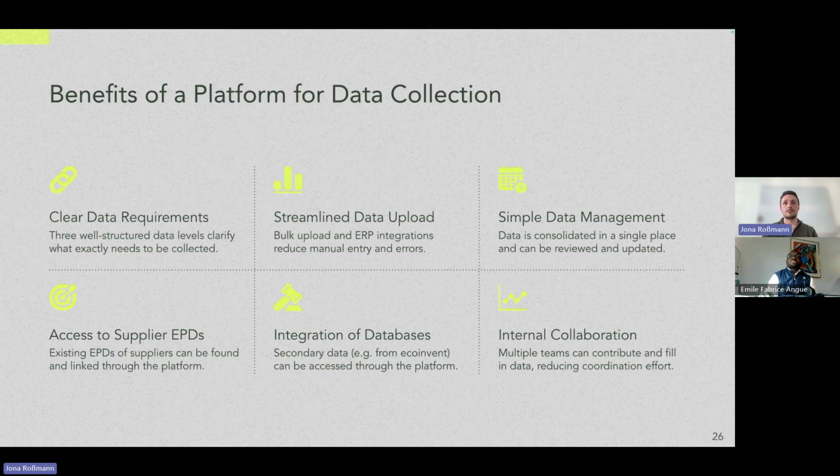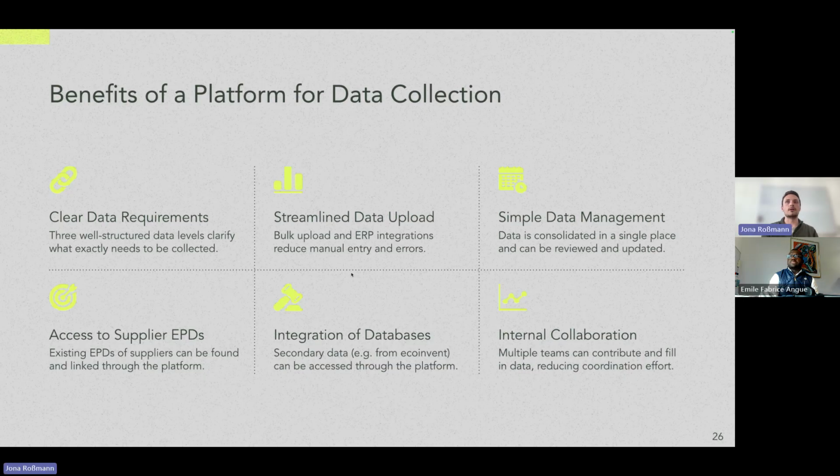Fifth one, integration of databases. So the matching, as Emile already mentioned before, is happening in the pre-verification of the whole platform. So you can't do anything wrong here. It is all pre-matched for you. Secondary data is automatically selected and chosen depending on what you model, and it can be accessed through the platform. And last but not least, internal collaboration. You have one platform where multiple teams, departments, team members can contribute, can fill in data, which tremendously reduces the coordination effort.